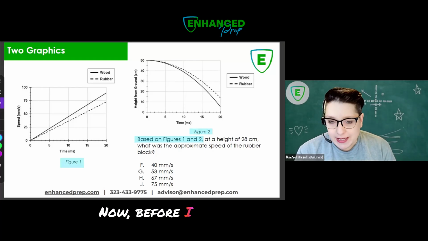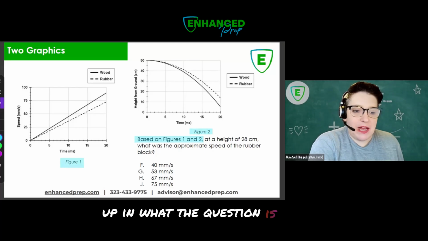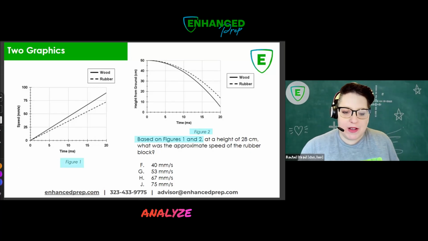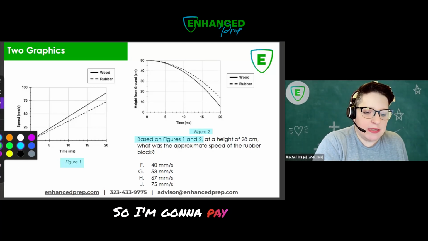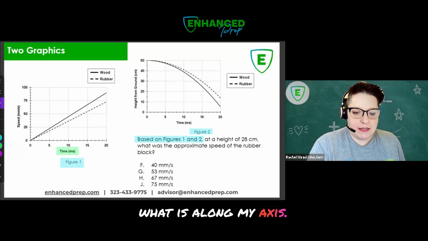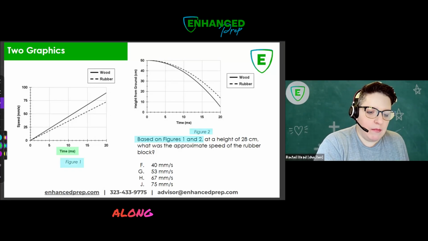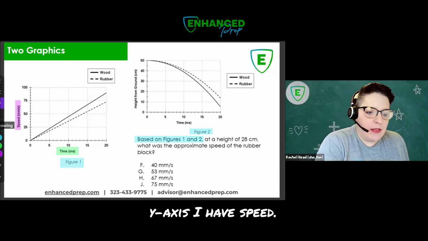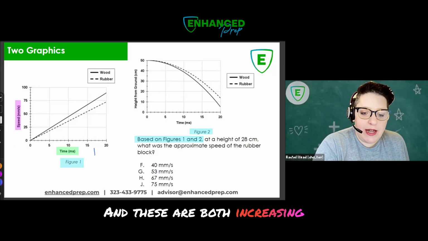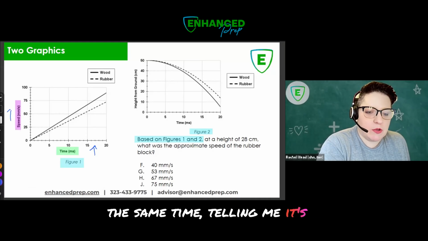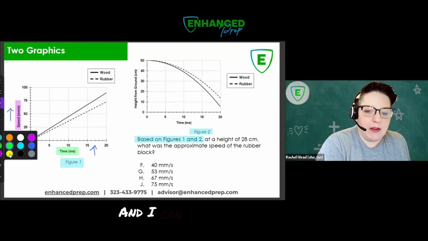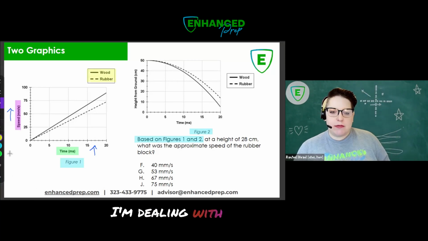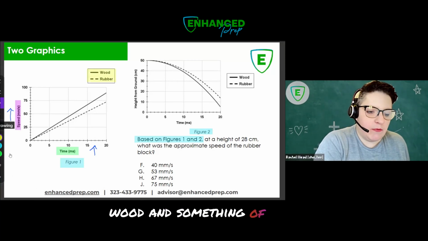Now, before I get entirely caught up in what the question is asking me, remember that we have to analyze our graphics. So I'm going to pay attention to what is along my axis. In figure 1, I have time along my x-axis and along my y-axis, I have speed. And these are both increasing at the same time, telling me it's a direct relationship. And I can also see my table. I'm dealing with something of wood and something of rubber.